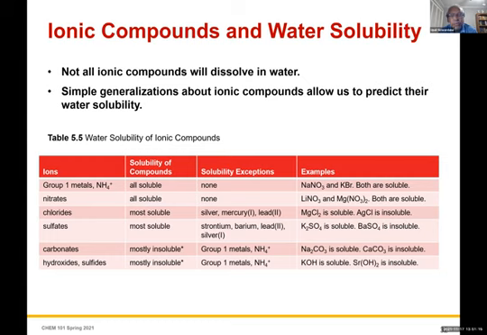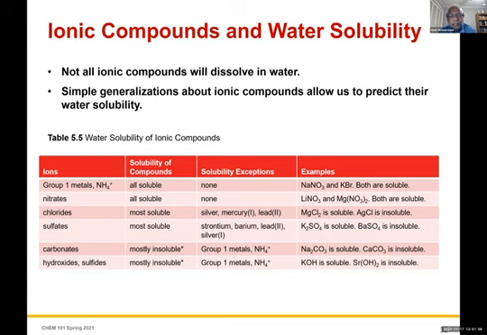Sulfates, almost most of them are soluble. Strontium, barium, lead, and silver are exceptions. Barium sulfate is a commonly known insoluble salt. All other sulfates are soluble except strontium, barium, lead, and silver. Carbonates are mostly insoluble except for group 1A and ammonium.